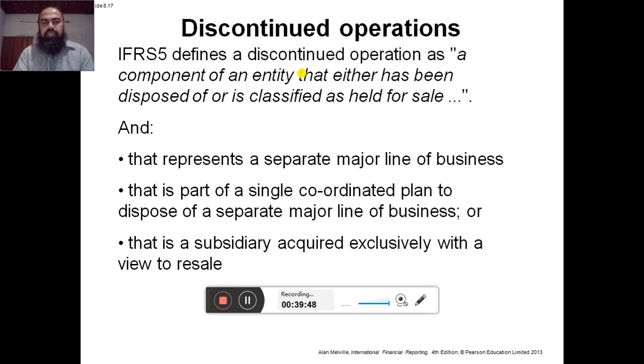ये भी हो सकता है कि company एक खास मकसद के तहत, वो मकसद क्या हो सकता है, कि to earn profit, कंपनी एक सब्सिडरी को एक्वायर करती है और एक्सक्लूसिवली इसी मकसद से उसको एक्वायर करती है कि उसको रीसेल कर दिया जाए. सो दीज आर थ्री एक्सप्लेनेटरी पॉइंट्स which have been written here for the explanation of the above main definition of the discontinued operations.